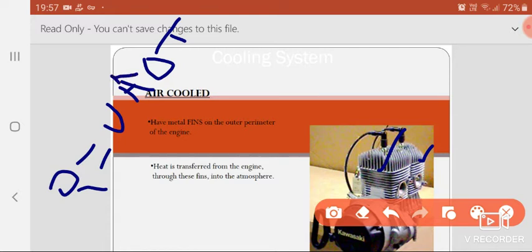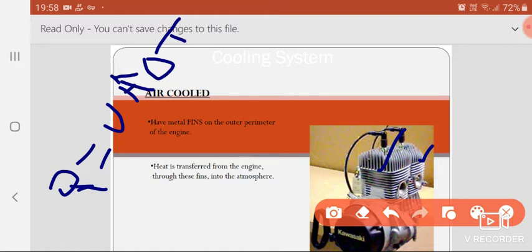Q is equal to U A delta T, where U is the overall heat transfer coefficient, A is the surface area, and delta T is the temperature difference. So we are producing Q equal to U A delta T. Now, Q is directly proportional to A, that is, the heat transfer is directly proportional to the surface area. As we increase the surface area, the heat transfer increases, and as the heat transfer increases, the engine becomes cooler.